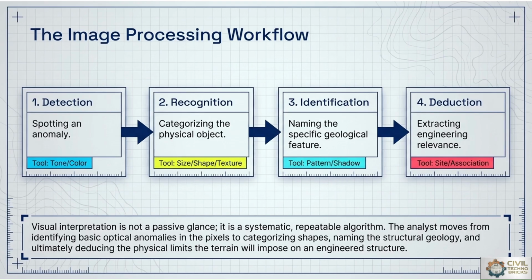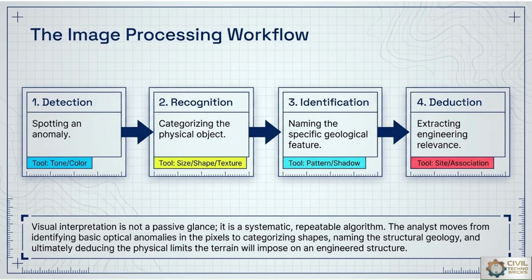Recognition follows, categorizing the physical object based on size, shape and texture. Then identification, naming the specific geological features, like pattern and shadow. And deduction will be the site and association, where extraction of engineering relevance comes into the picture. So the visual image interpretation tools are divided into four parts, where the image processing workflow follows from detection to deduction.